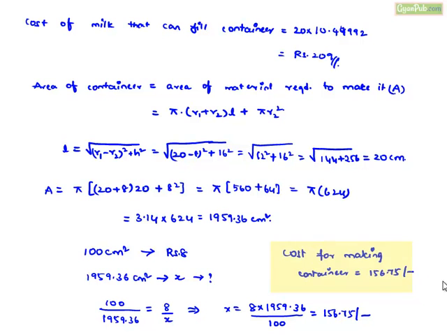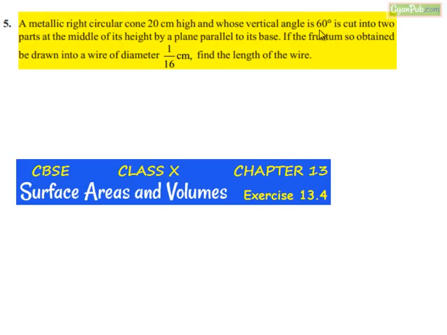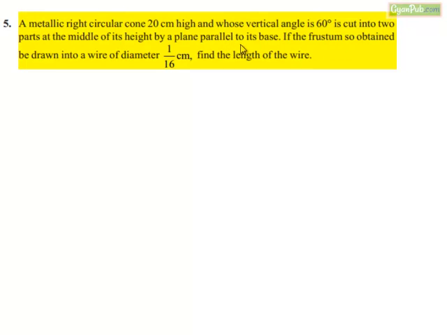156.75 rupees. Now coming to the fifth question: a metallic right circular cone 20 cm high and whose vertical angle is 60 degrees is cut into two parts at the middle of its height by a plane parallel to its base. If the frustum so obtained is drawn into a wire of diameter 1 by 16 centimeters, find the length of the wire.